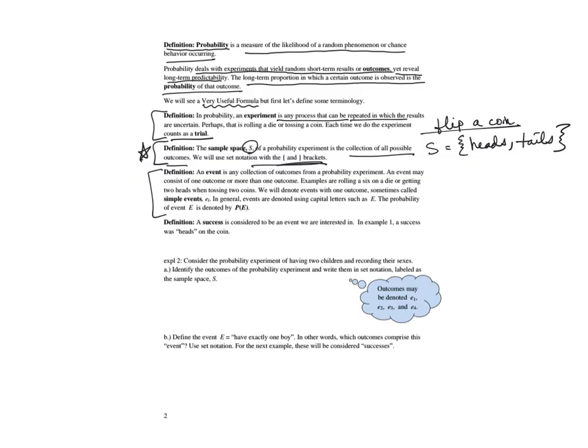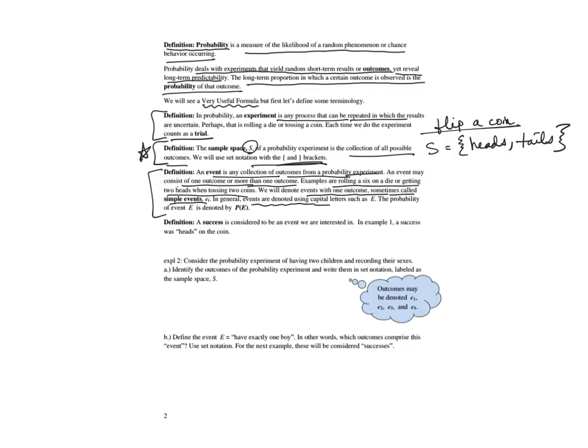Next definition, an event is some collection of outcomes from a probability experiment. An event may consist of one outcome or more than one outcome. Examples are possibly rolling a 6 on a die or getting 2 heads when you toss 2 coins. We will denote events with one outcome, sometimes called simple events, E sub i. I don't particularly personally use that notation, but you can see it from time to time in the book.